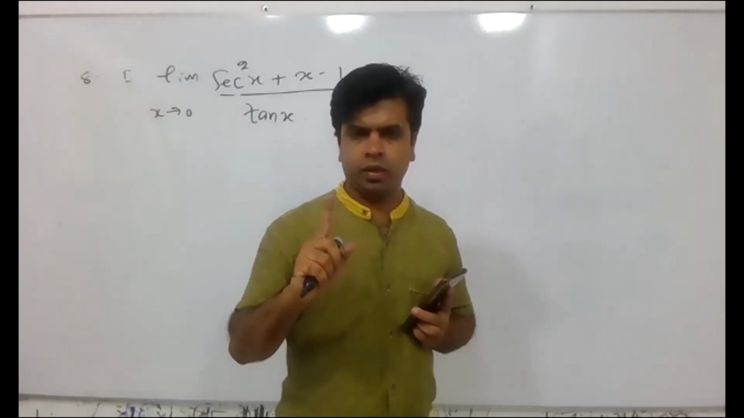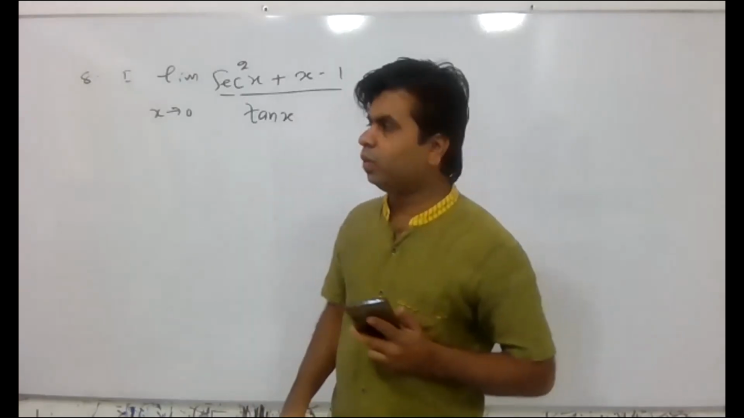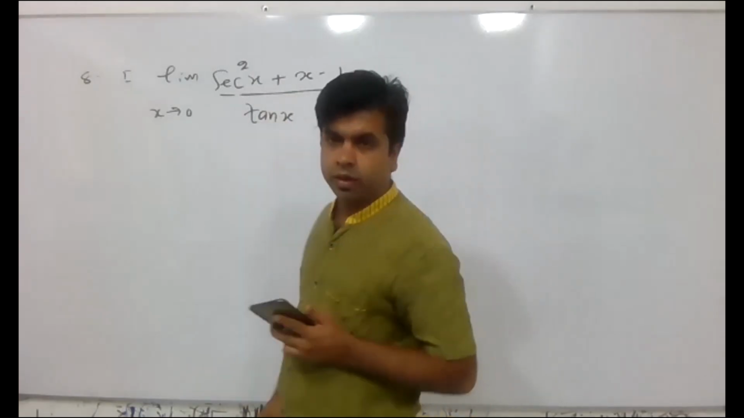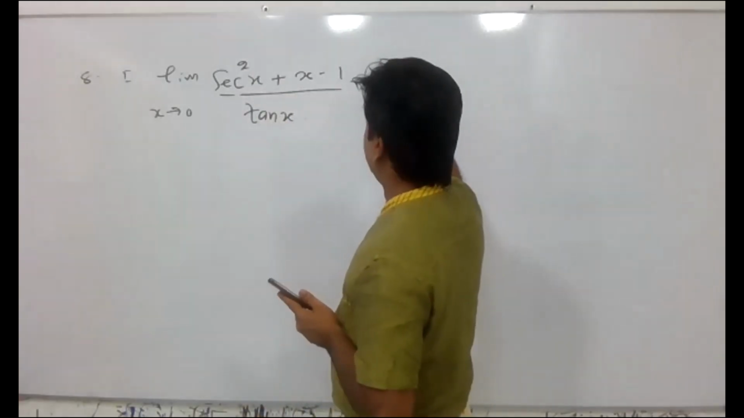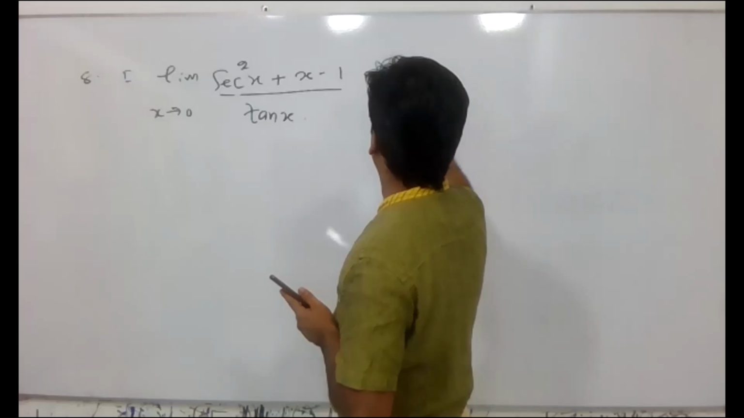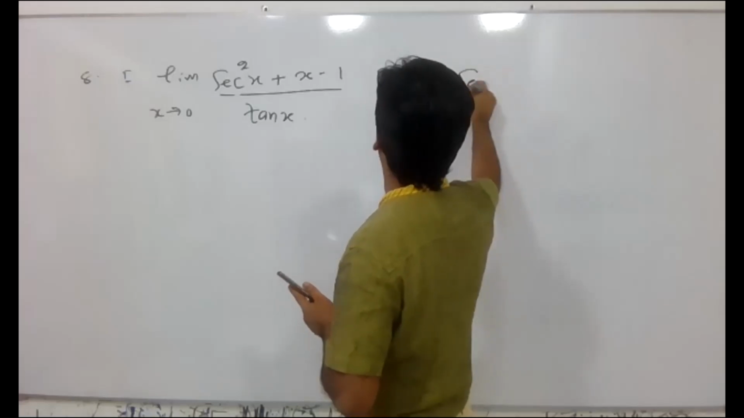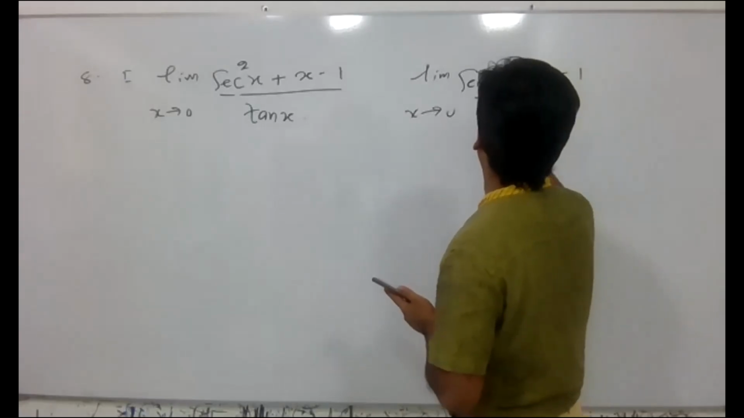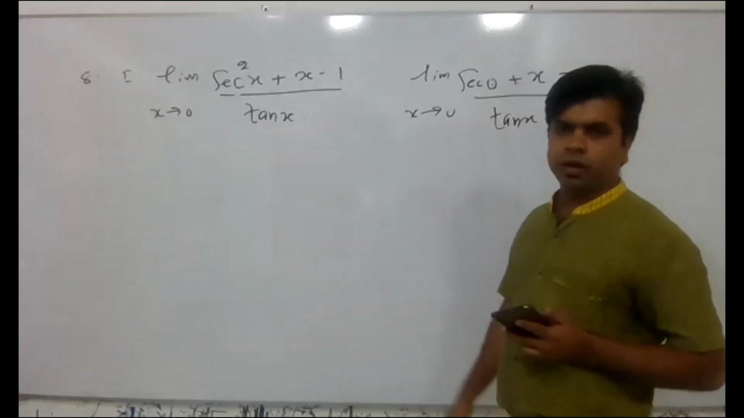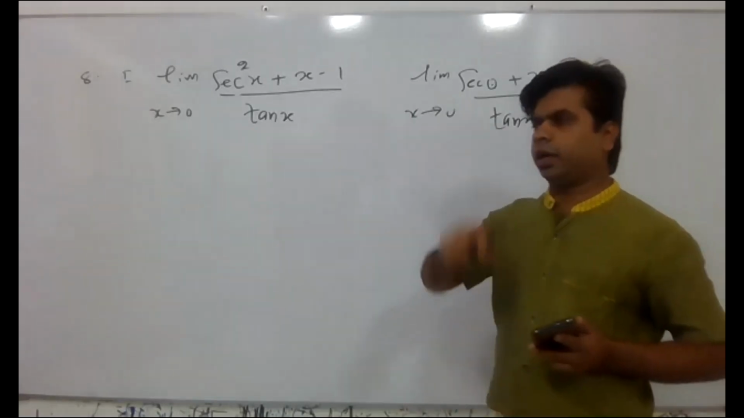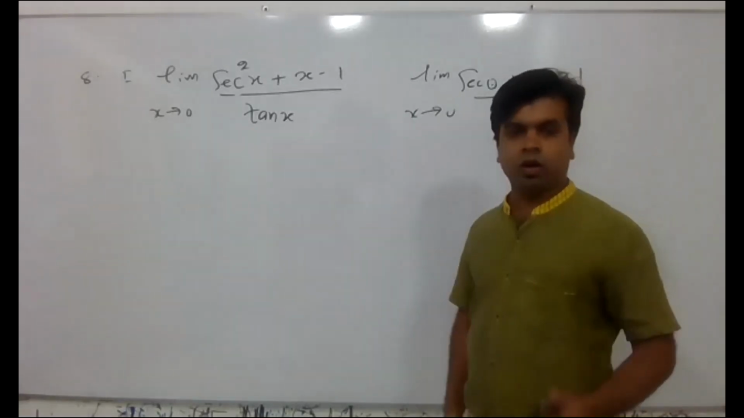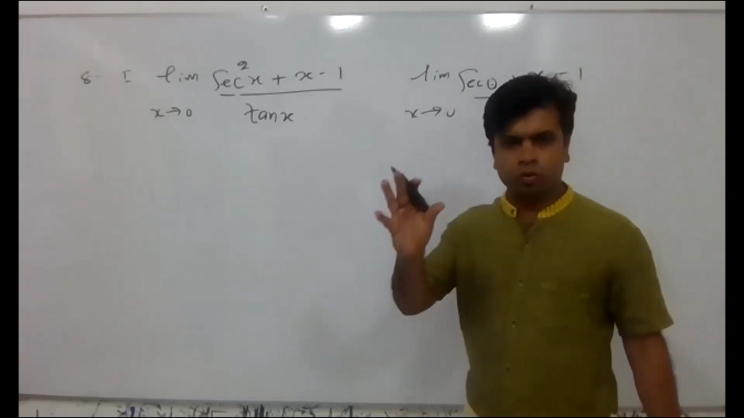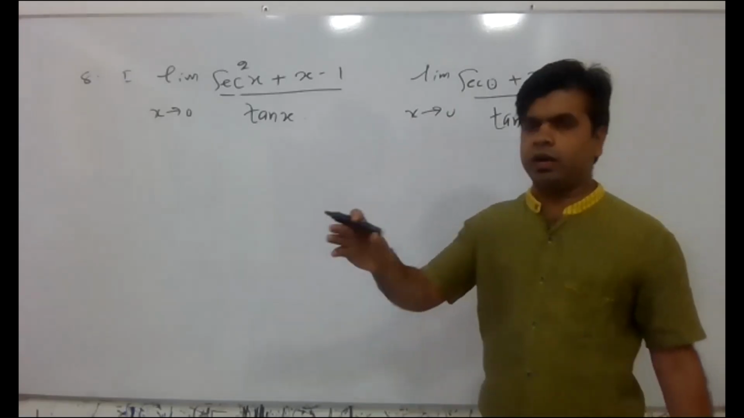What I wanted to say is that you can't substitute 0 into one part and put the limit on the other term. Now see, you just write limit x goes to 0 of sec 0, then plus x minus 1 over tan x. Can you do it like this? You can't do like that. You have to do the simplification and see.